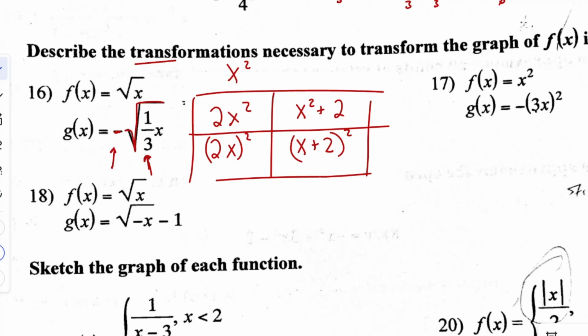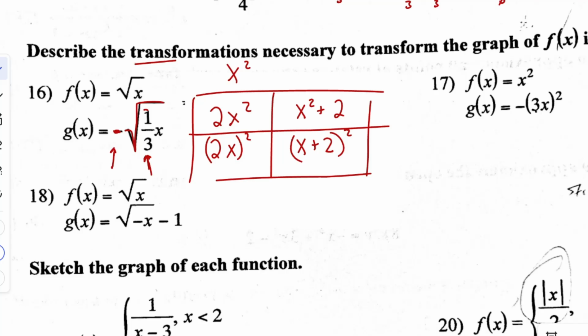And this one is a horizontal, looks like a shrink, but because it's horizontal, it's the opposite. That one's a horizontal stretch by a factor of 3. And this one, it's a vertical flip, but they like to say it's a reflection across the x-axis. Same thing, it's flipping it upside down.